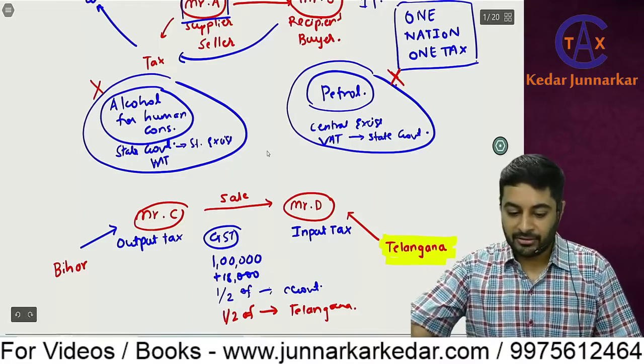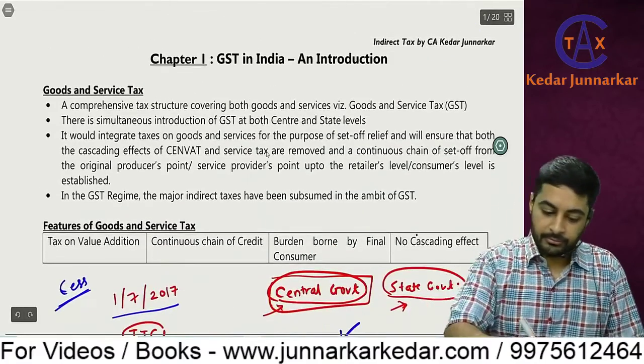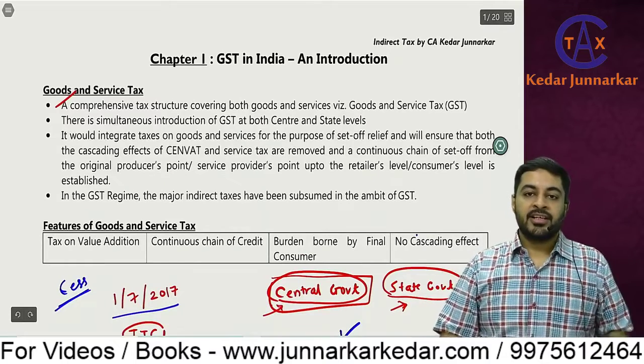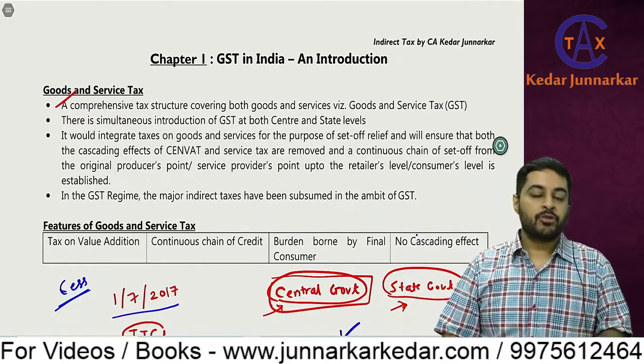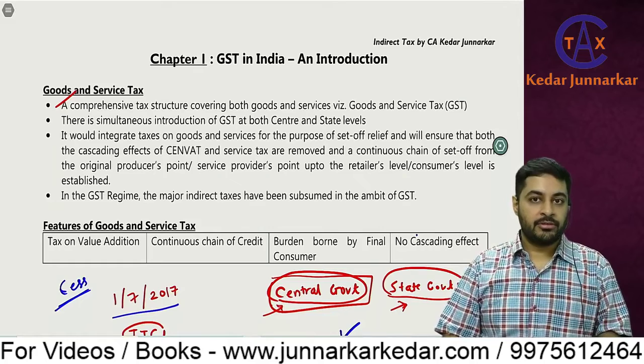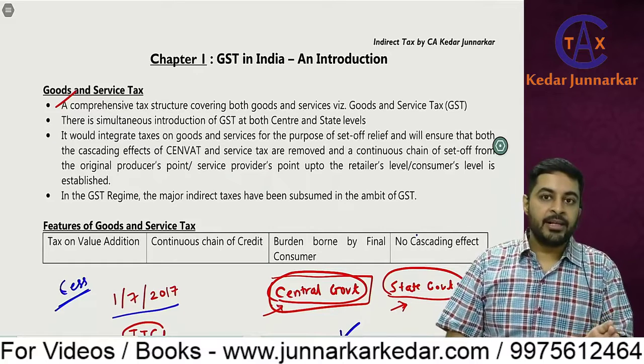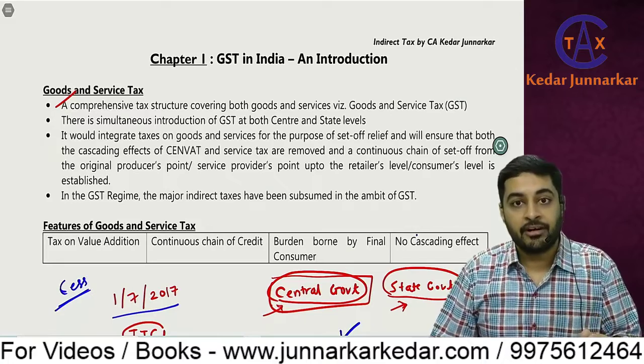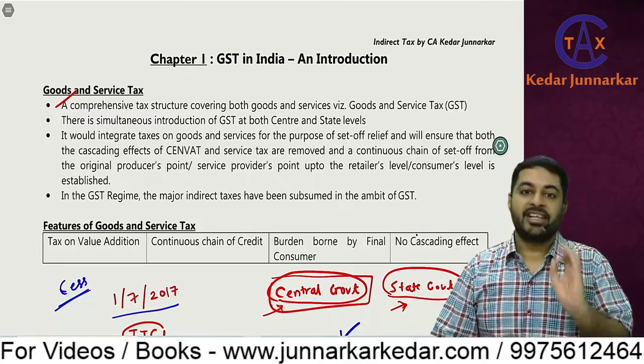Got it? Okay, so let's go back. This is done. I explained to you that we have a dual GST, which means center and state will both impose it, and half of that will be the tax of central government, half will be of the state government. Which state government? State government of destination.